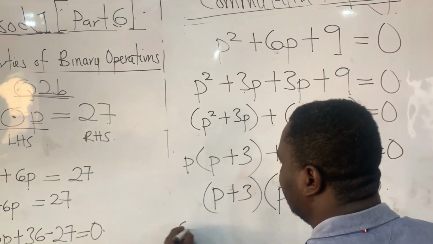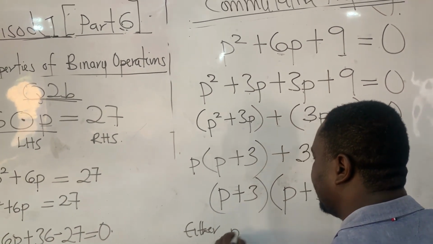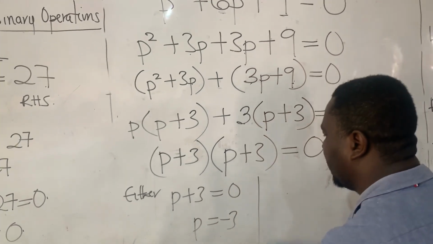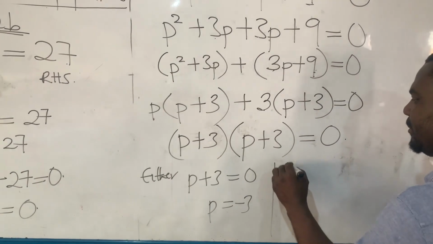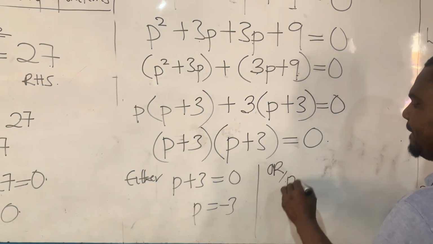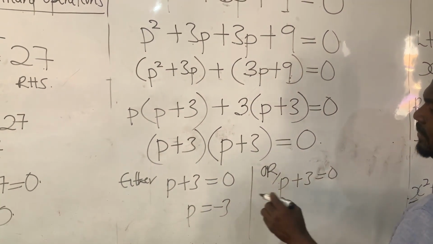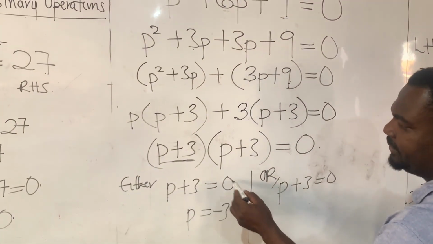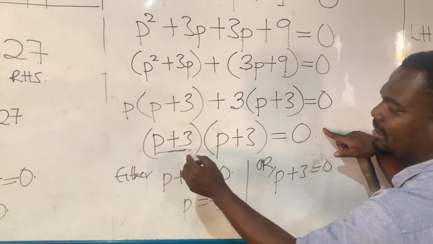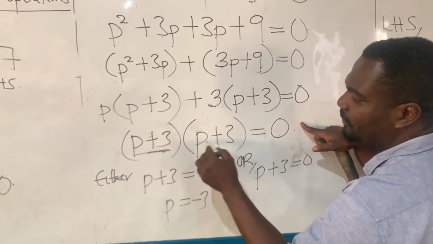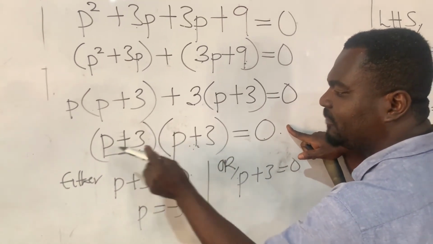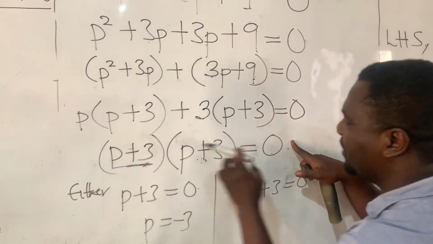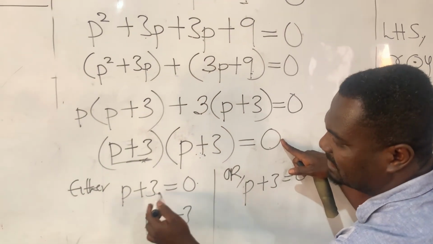Alright. So it's either P plus 3 is equal to 0, so P is negative 3, or P plus 3 is equal to 0. Because we have two numbers whose product is 0, it's either the first number equated to 0, and this was the first number, P plus 3 equal to 0.